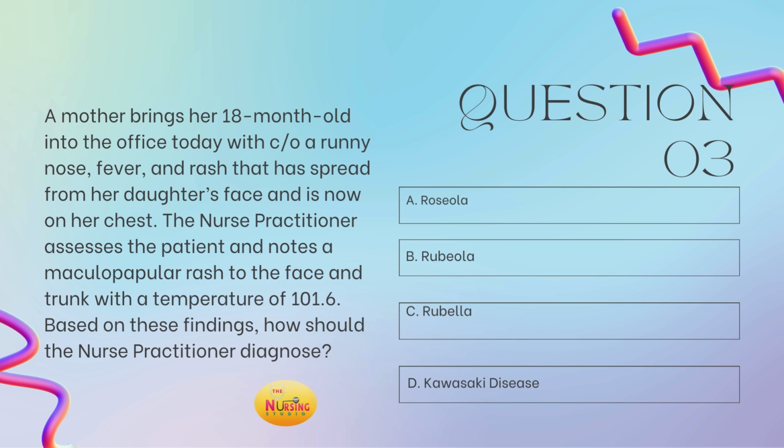And lastly, question number 3. A mother brings her 18-month-old into the office today with complaints of a runny nose, fever, and a rash that has spread from her daughter's face and is now on her chest. The nurse practitioner assesses the patient and notes a macular rash to the face and trunk with a temperature of 101.6. Based on these findings, how should the nurse practitioner diagnose? Is it A, roseola, B, rubeola, C, rubella, or D, Kawasaki disease? Take a moment and tell me what you got in the comments.